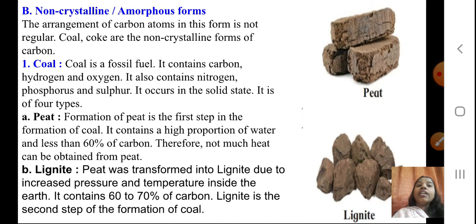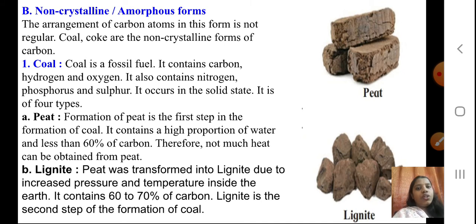The arrangement of carbon atoms in this form is not regular. Now in crystalline we saw they have a regular shape. Yes, coal and coke are the non-crystalline forms of carbon. Okay students, remember coal and coke. First one we will see is coal.